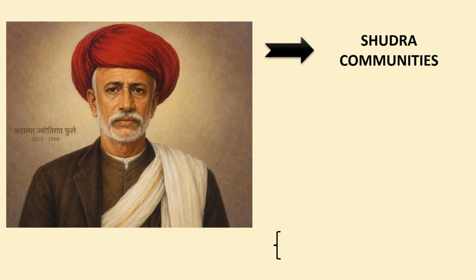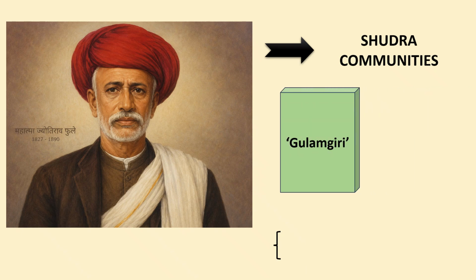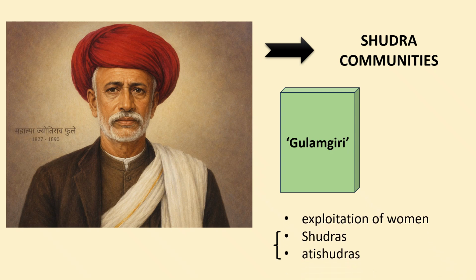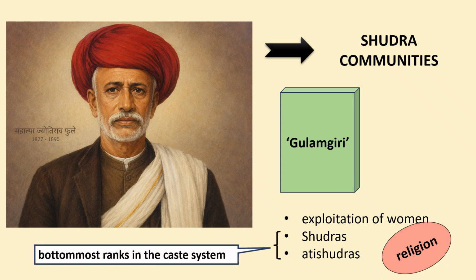Mahatma Phule unfolded the history of the Shudra communities in his book Gulamgiri. He drew attention to the exploitation of women, Shudras and Ati-Shudras done under the name of religion. The terms Shudra and Ati-Shudra indicate the bottommost ranks in the caste system.